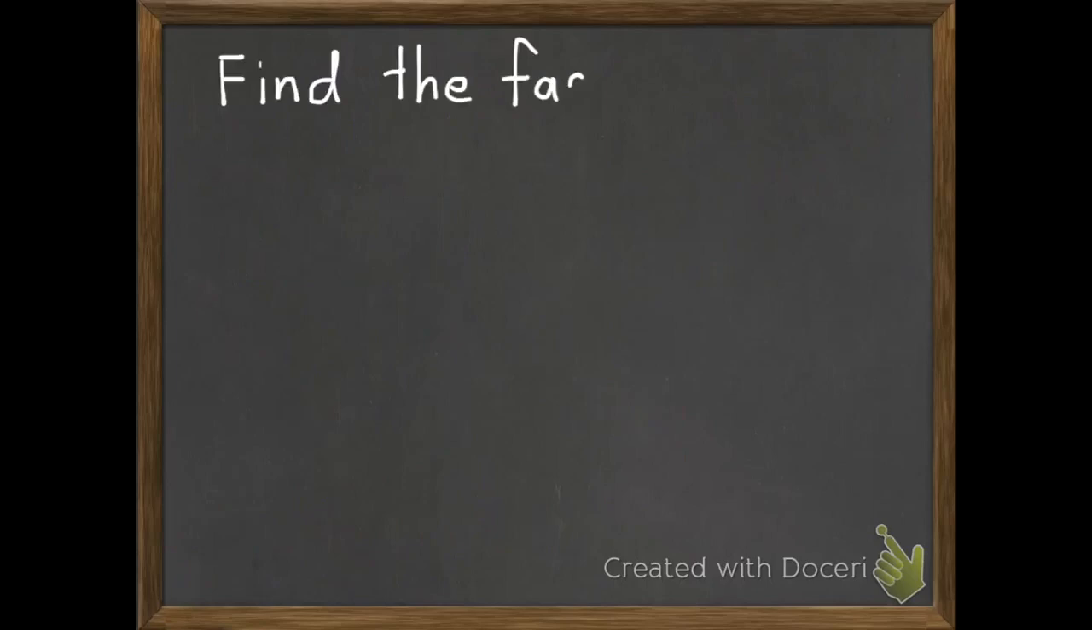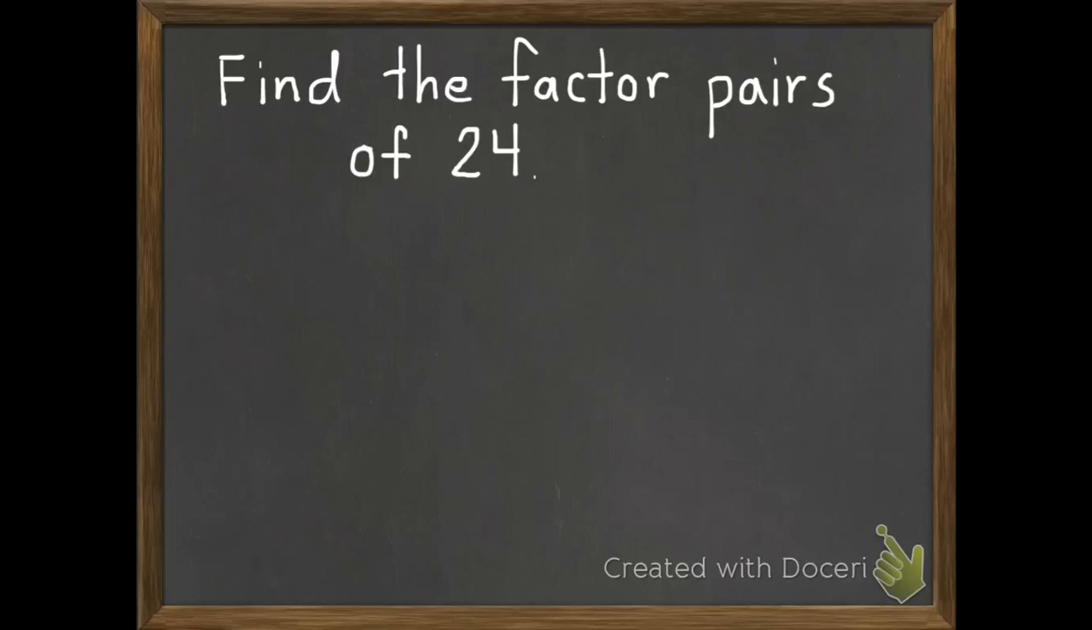Okay, watch this first example. We're going to find the factor pairs of 24. So there we go, factor pairs. We're already using our vocabulary. I like to keep things organized and simple. So when I'm trying to find my factor pairs, I always start with 1. So 1 times what equals 24? 1 times 24 equals 24.